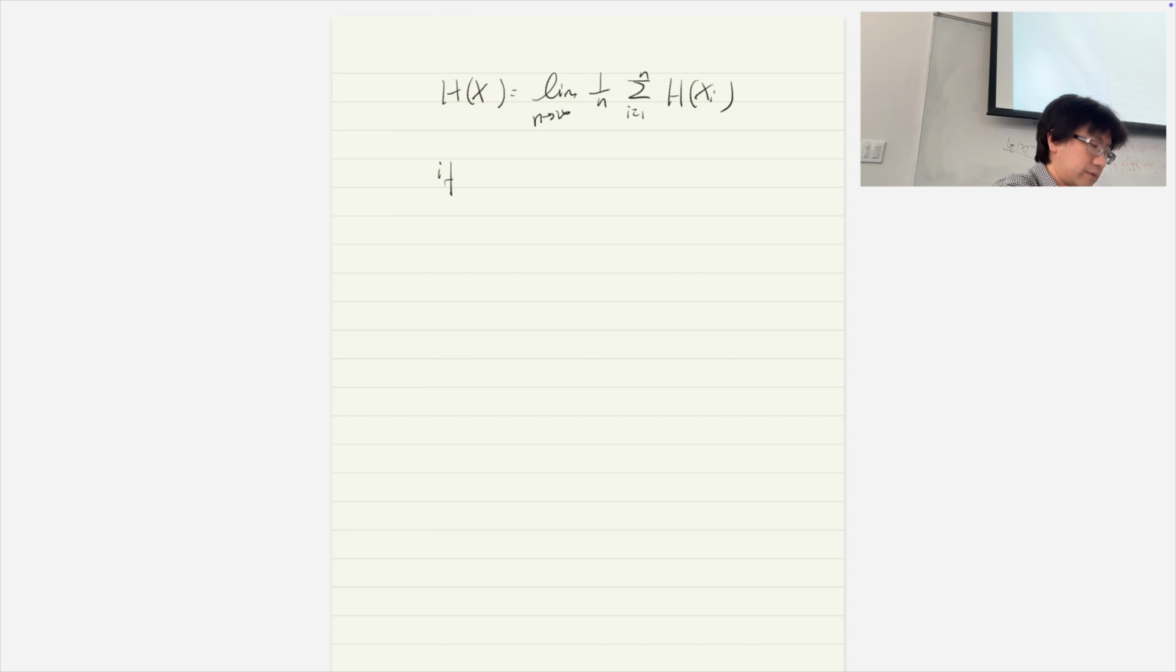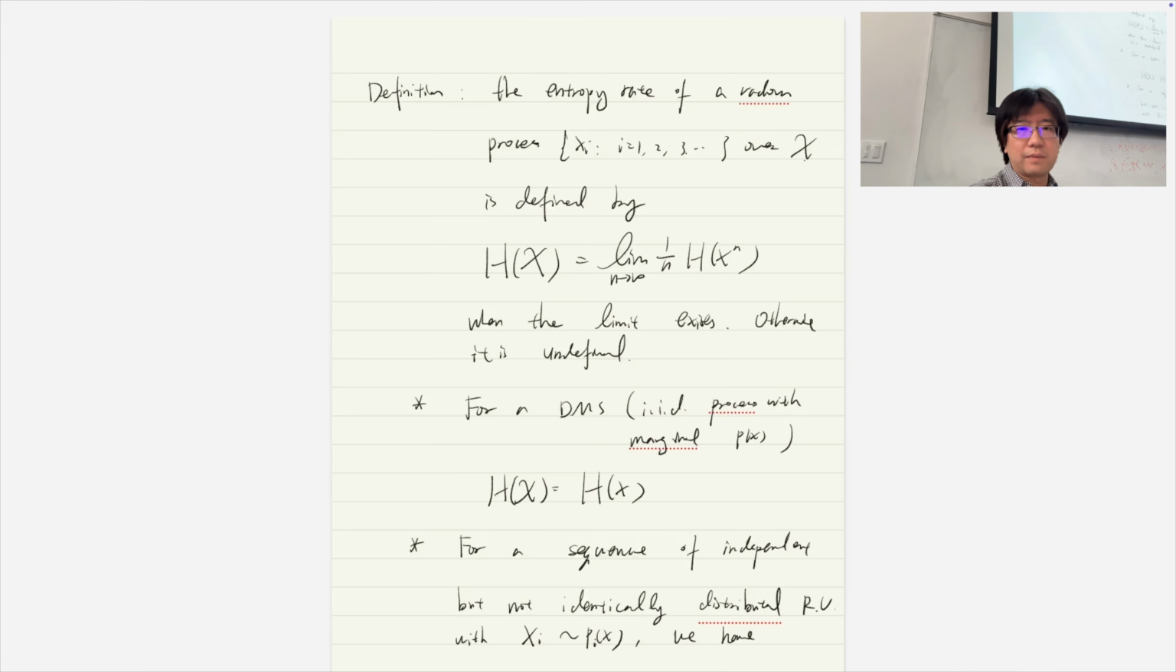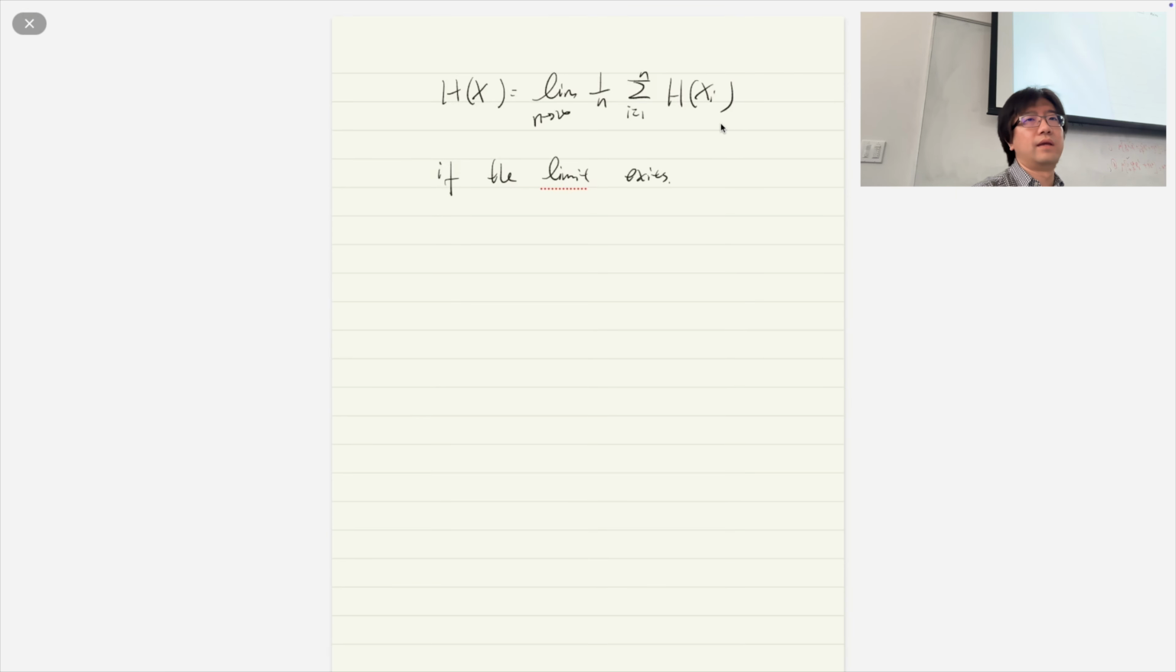Right, if the limit exists, okay? And you can see that basically this means that if they're independent, then by the property of mutual entropy, we can break them. So we have a summation here, okay? And that's basically its entropy rate. So any questions?